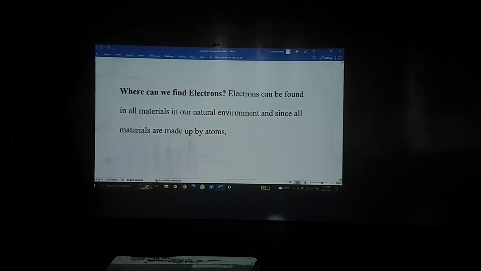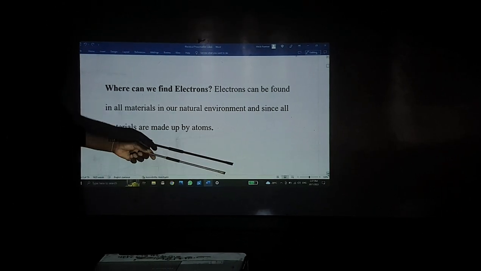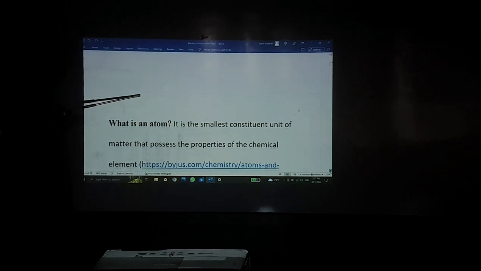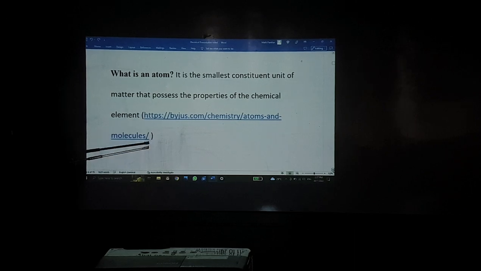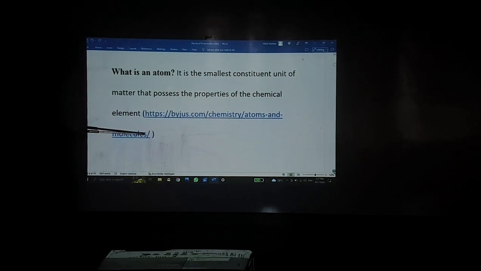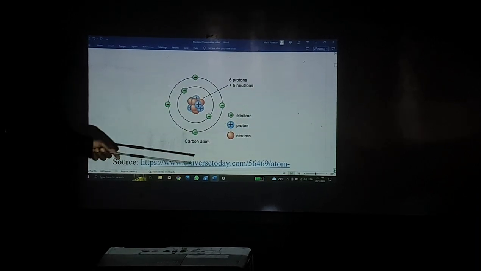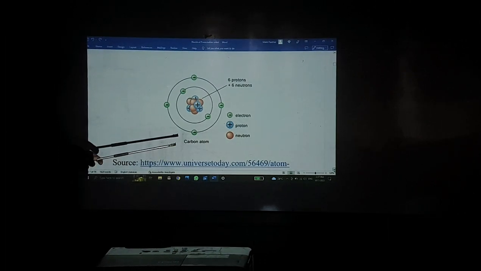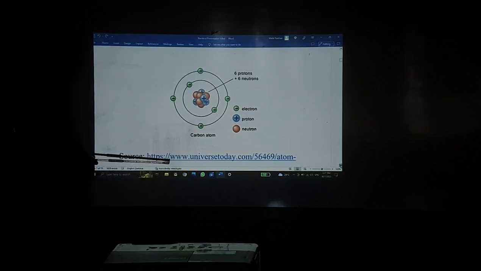Alright? Where can we find electrons? Electrons are all around us in our natural environment. What is an atom? The smallest constituent of a unit that possesses the properties of a chemical element. This is just revision. If you want to see, you have to look at the first video. And this is our atom. And what we're really interested in, in the atom, is electrons. Negative charge. Right? Electrons.